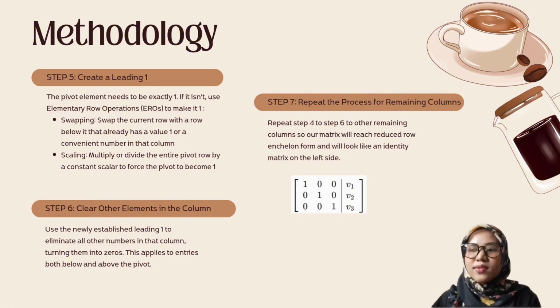Swapping is the method that swaps the current row with a row below it that already has the value 1 or a convenient number in that column, while scaling is the method that multiplies or divides the entire pivot row by a constant scalar to force the pivot to become 1. Step 6. Clear other elements in that column by turning them into 0. This applies to both below and above the pivot. Lastly, repeat the process for the other remaining columns so our matrix will reach a reduced row echelon form. It will look like an identity matrix on the left side.